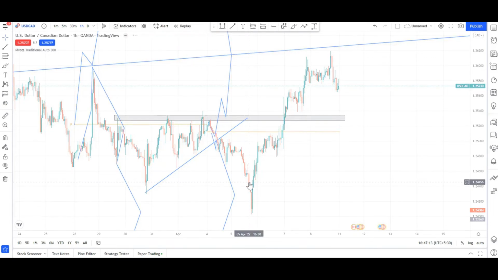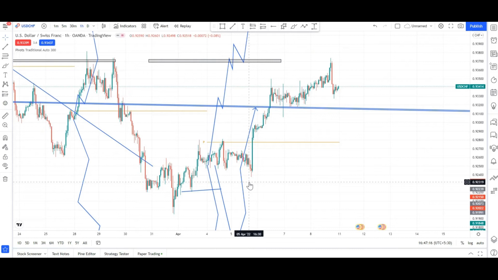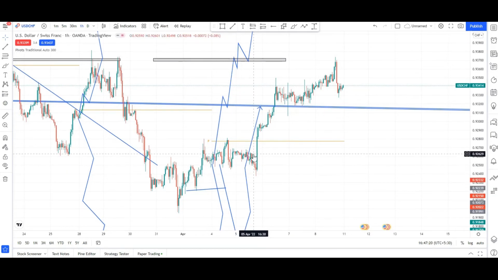Okay guys, next we can see US dollar versus Swiss franc, guys. You can see here it is continuously consolidating. After that this is a pole and flag pattern, guys. The breakout happened, and I took a position somewhere here, guys.